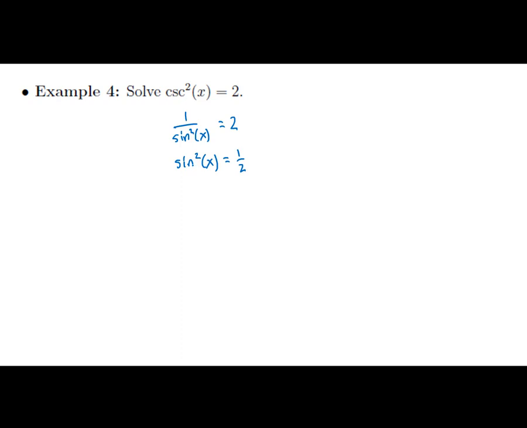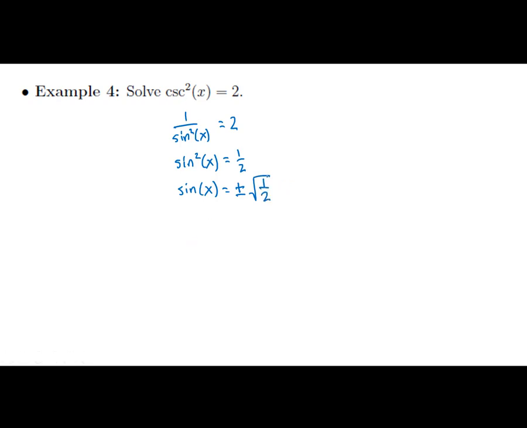Okay, now the sine squared of x equaling 1/2, we've got to not have the sine squared equals 1/2 to be able to start searching for special values. We need the sine of x to equal 1/2. So taking the square root, I see that the sine of x is equal to plus or minus the square root of 1/2, right?